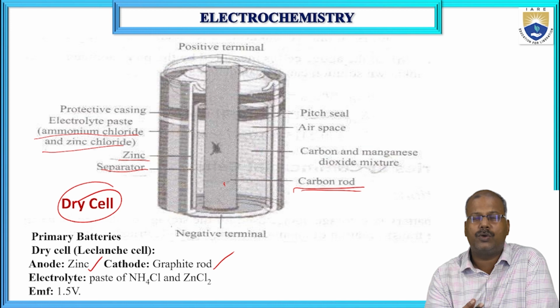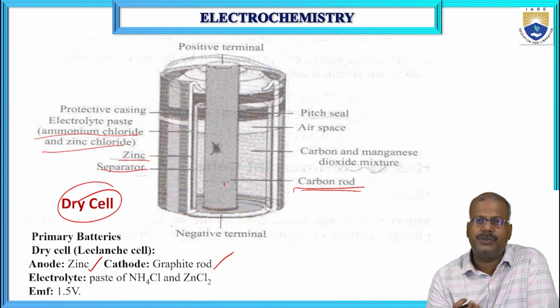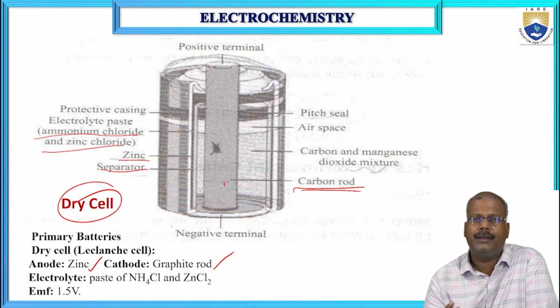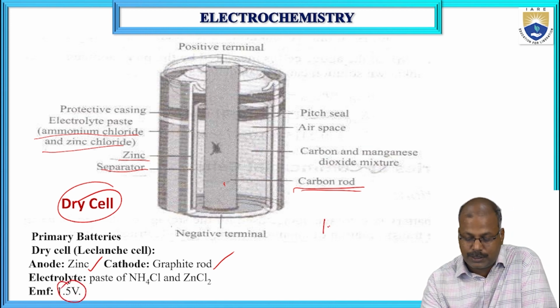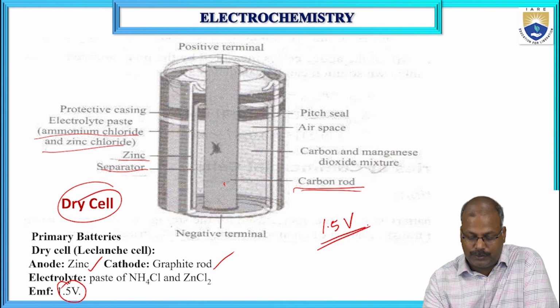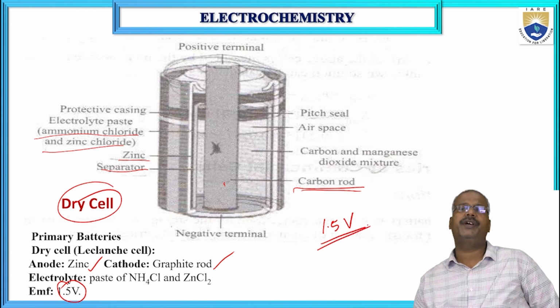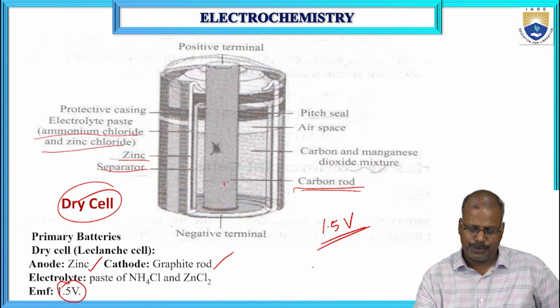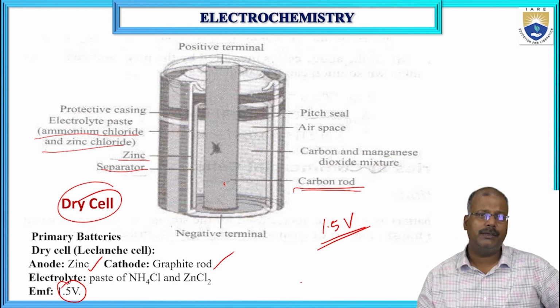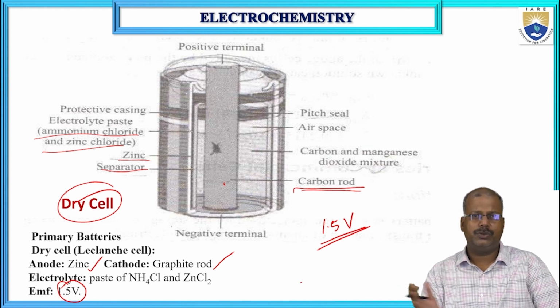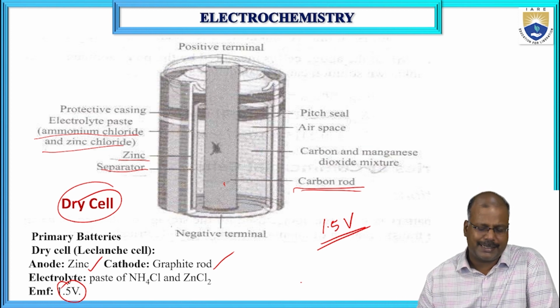It's like a paste, so it slowly becomes dry. When all the power is used, it dries, and nothing will be there once it is totally used. Okay, and the EMF this primary battery can generate is 1.5 volts. So depending on the usage, you can use 1 or 2 or 3 batteries, like we are using 1 AA battery, 2 AA batteries, like that.